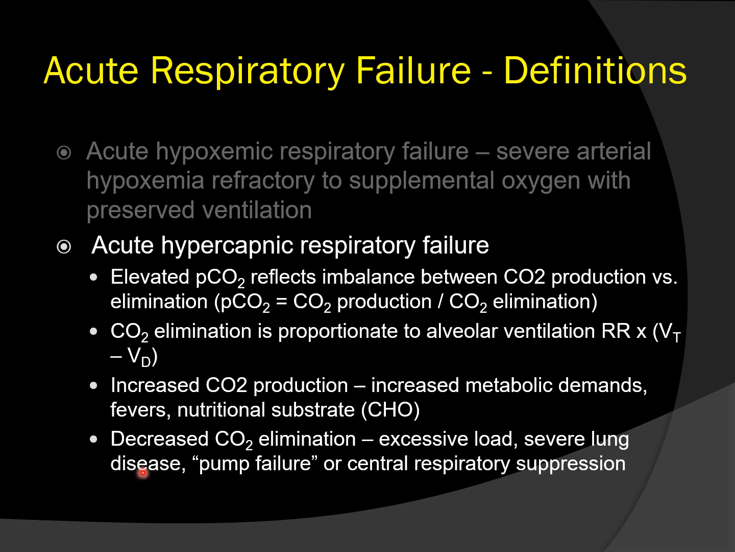Finally, decreased CO2 elimination can be caused by excessive load on the respiratory tract, severe lung disease, pump failure, which is when muscles such as the diaphragm or accessory muscles of ventilation fail, or the CO2 elimination can be decreased on a central mechanism such as central respiratory suppression. We see narcotic overdoses as a common mechanism of central respiratory suppression, leading to decreased CO2 elimination, which in turn will lead to a rising PCO2.